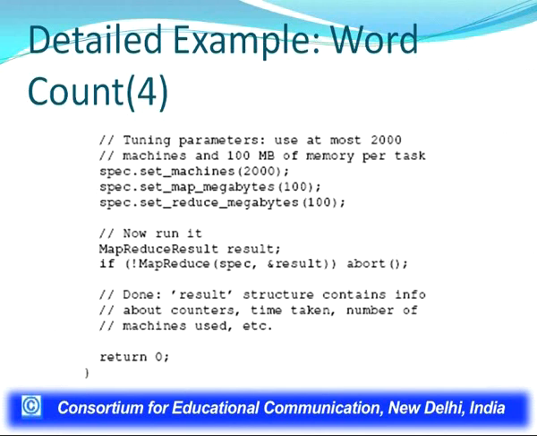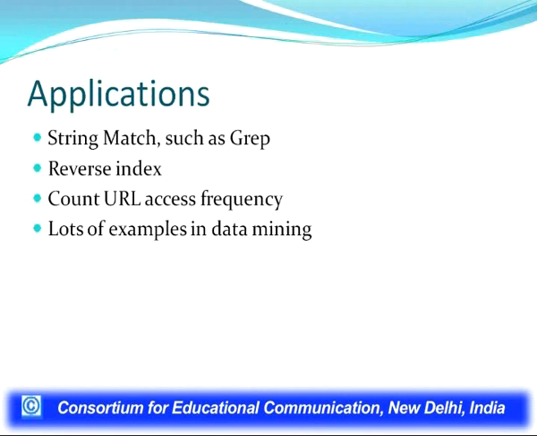Then, giving the detailed example of word count for tuning parameters, use at most 2000 machines. We have defined 100 megabytes of memory per task. We have just set the map megabytes to 100, and we can give the reduce megabytes as well. Now, run it and get the map reduce result. If the map reduce result fails, abort; otherwise return 0. This is how we can decide all those things.